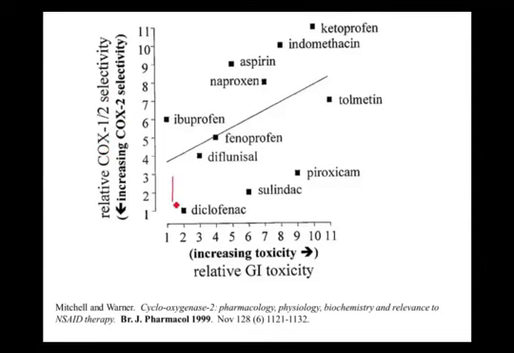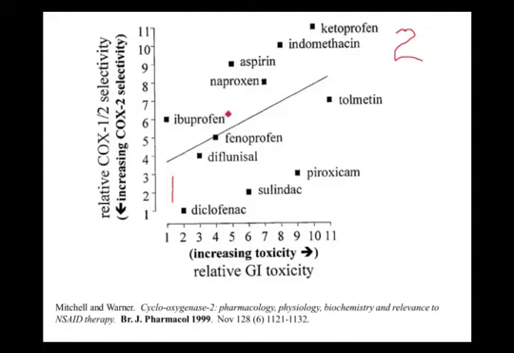So the COX-1 specific drugs are on this side of the diagram, and your COX-2 specific drugs are on this side of the diagram. That's not bad. Okay. And understand here, aspirin's right here. Aspirin is slightly more COX-2 selective than COX-1.